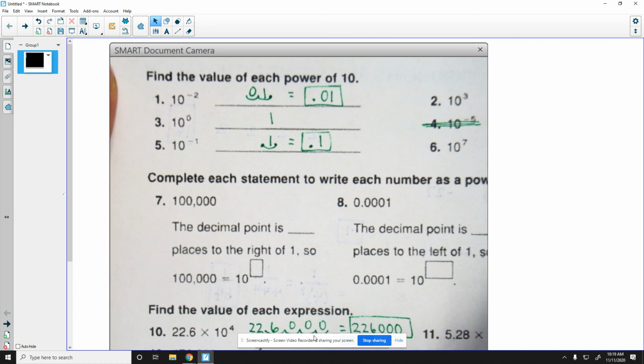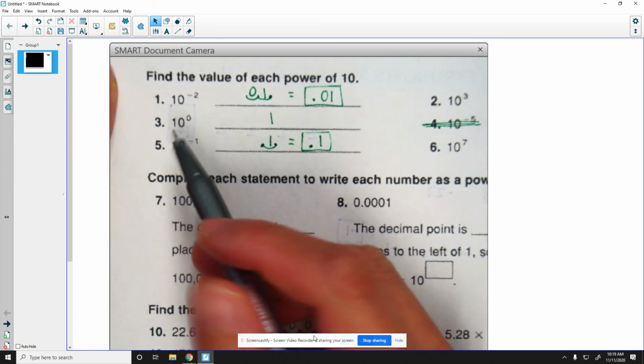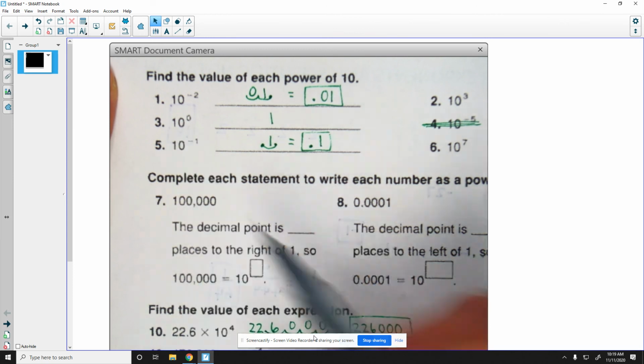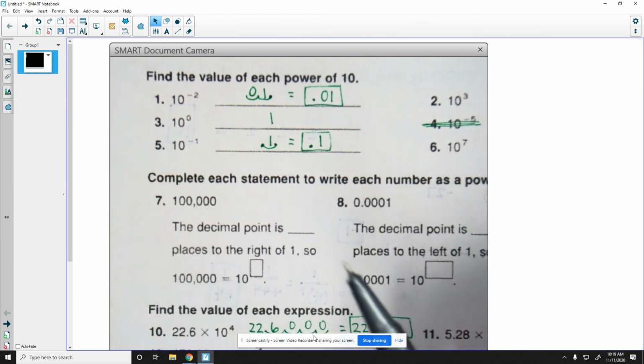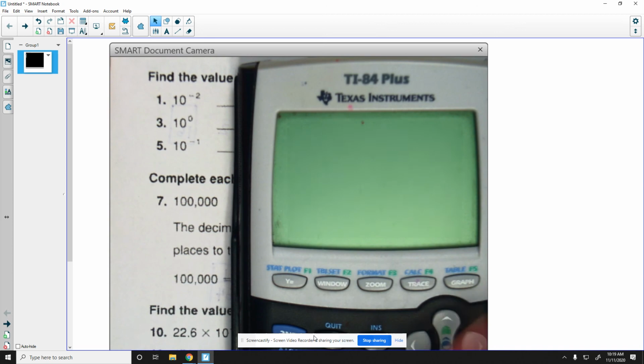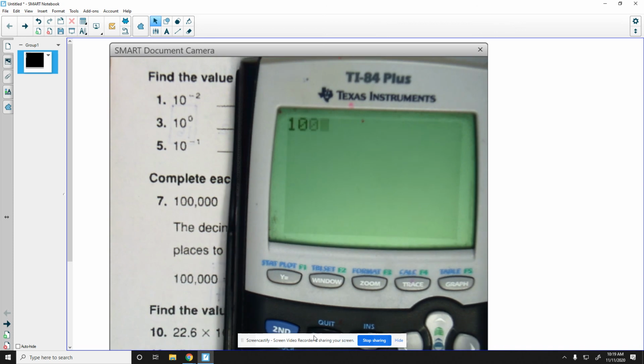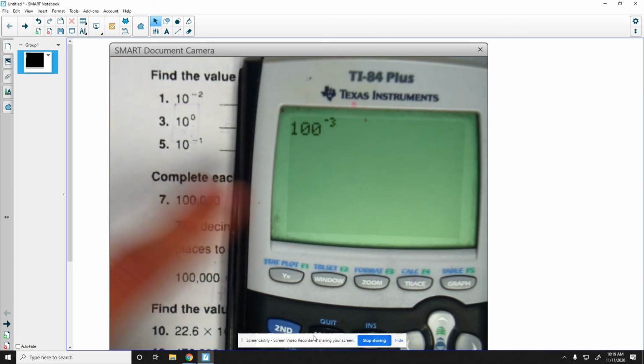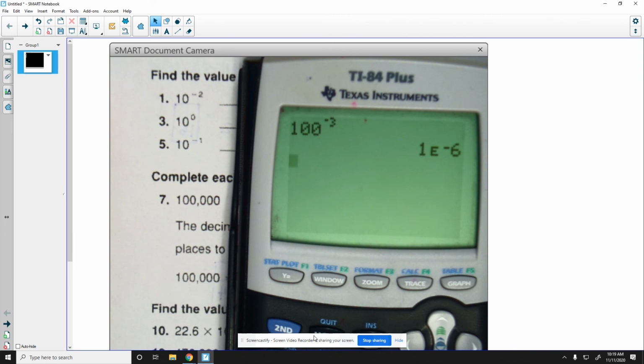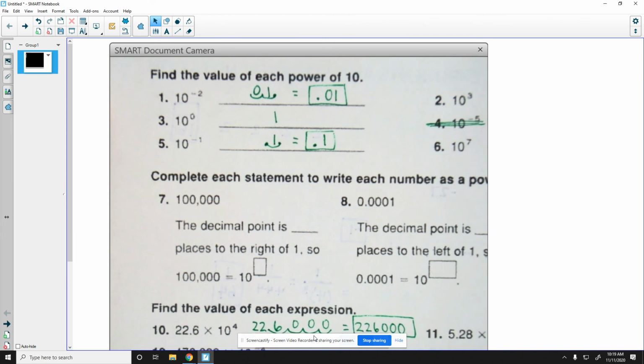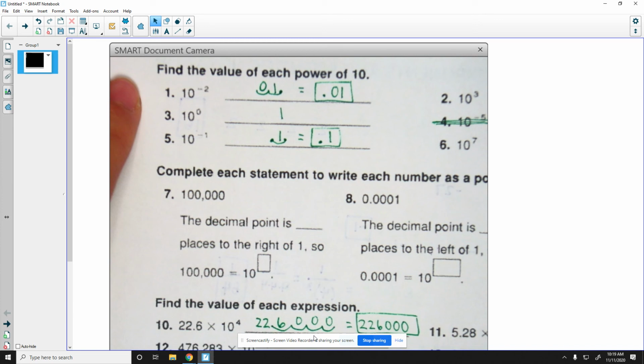Like with 100 or 1,000, you start with 10 and 100? Yes. And we would never ask you that because that's just being complicated. No one would ever really ask you a base of 100 or 1,000. That's just not the standard form. If someone really gave you 100 to the negative third power, just type it in your calculator.